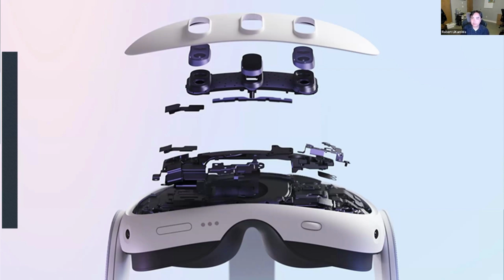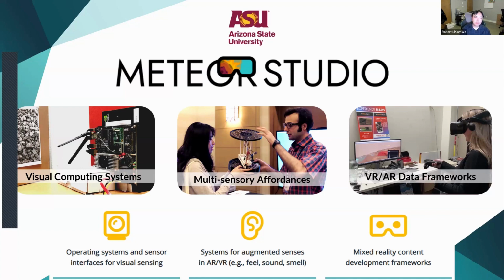It allows that visual processing to happen. It allows the rendering to happen on top of it. It allows the interactions of your controllers and your hands to be possible. It allows the audio to be produced, the whole thing up and down. It's really an amazing area to play with. And so our lab at Meteor Studio has been really focusing on these sorts of things with visual computing systems, or these multi-sensory affordances, and these VR/AR data frameworks. And so I'll spend the rest of the time here today talking about some of these works in a little bit of a deeper detail.